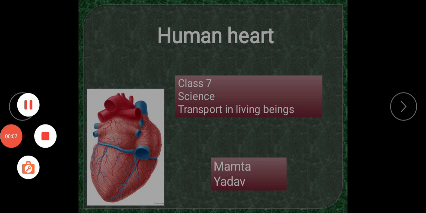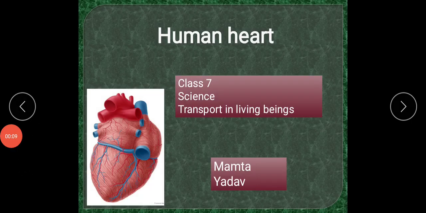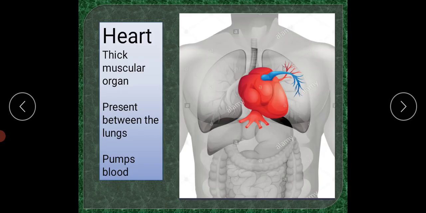We are doing chapter number 10, Transport in Living Beings, and our today's topic is the human heart. The human heart is a thick muscular organ present in the chest cavity between the two lungs. This is the heart lying between the two lungs, slightly towards the left side of our body. It is made up of cardiac muscles which work continuously without getting tired.